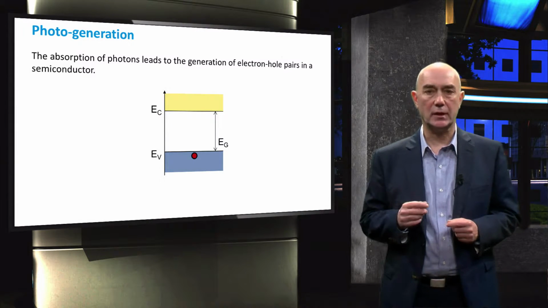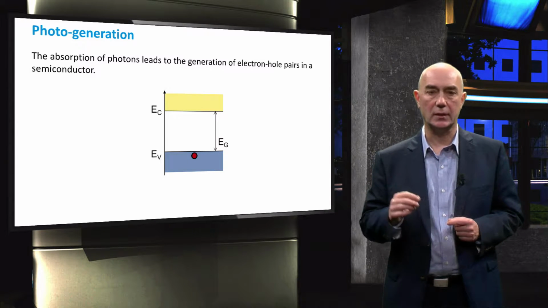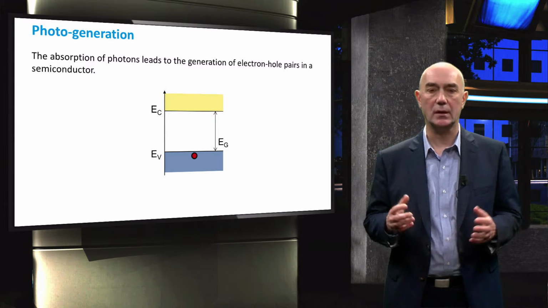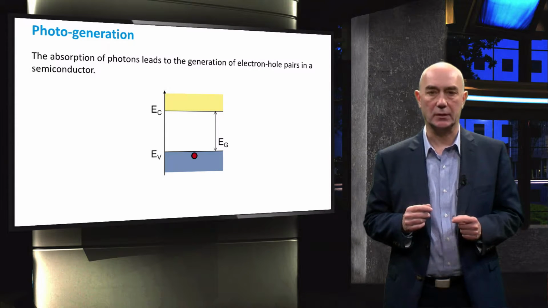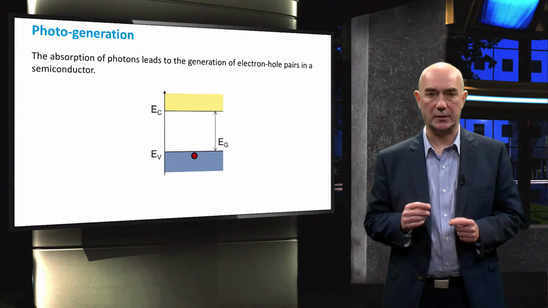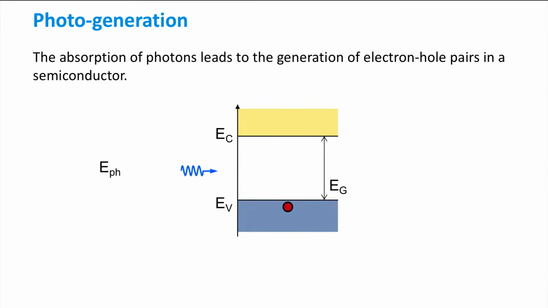During the course introduction, we have already mentioned that mobile electrons and holes are formed in a semiconductor as a result of light absorption. Now, I will explain how this process happens. Here we see a photon incident on a semiconductor. At some point, this photon can be absorbed by the material.